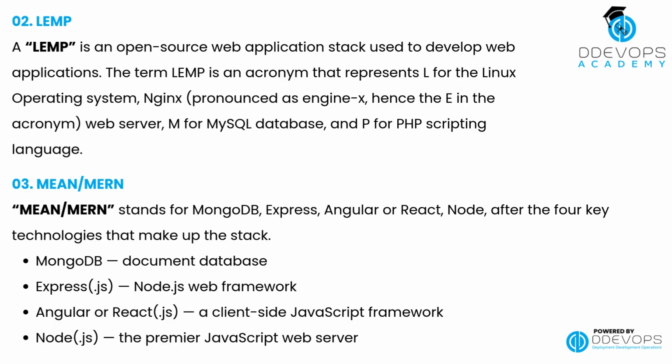MERN stands for MongoDB, Express, Angular or React, Node, after the 4 key technologies that make up the stack. MongoDB, a document database. Express.js, a Node.js web framework. Angular or React.js, a client-side JavaScript framework. Node.js, the premier JavaScript web server.